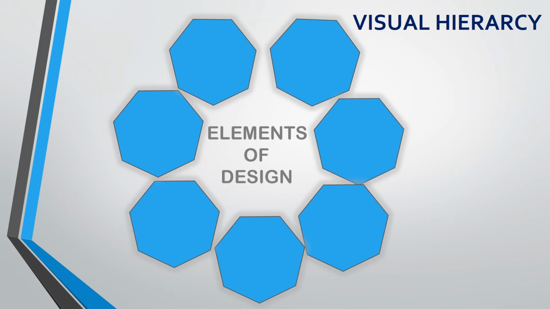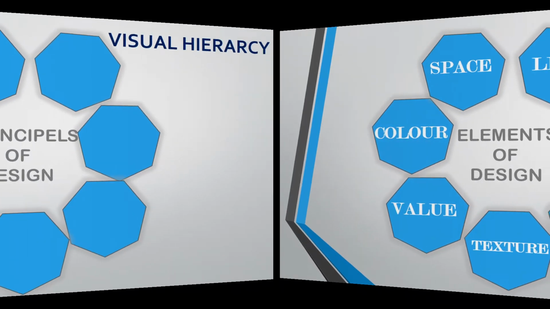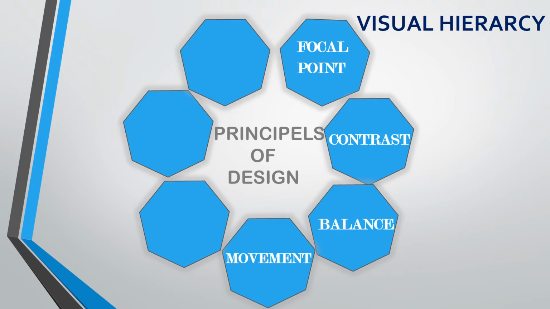As we became familiar with the elements of design in Lesson 1, can you recall what they are? Remember, we have 7 elements of design. They are space, line, shape, size, texture, value, and color. The principles of design focus on focal point, contrast, balance, movement, pattern, unity, and gestalt.